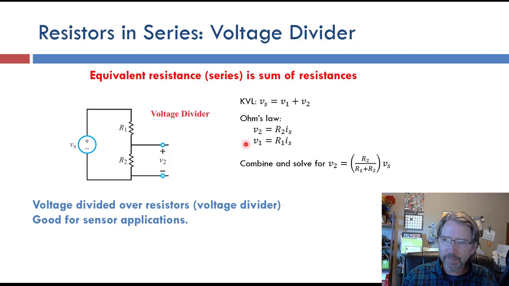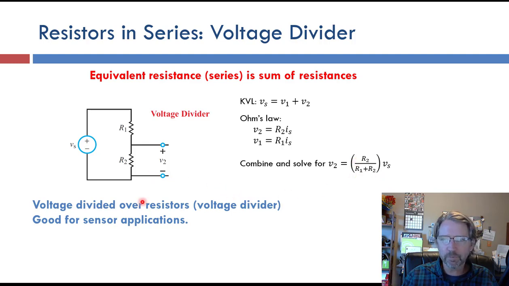If we combine these together with the goal of finding V2, you could first find Is by plugging in these two up here and solving for Is, and then plug in Is here and find V2. Combining those equations gives you this answer: V2 equals R2 over R1 plus R2 times Vs. So V2 is proportional to the source. If you double the source, you double V2, but it's reduced by the ratio of the resistors, R2 over the sum of the two resistors.